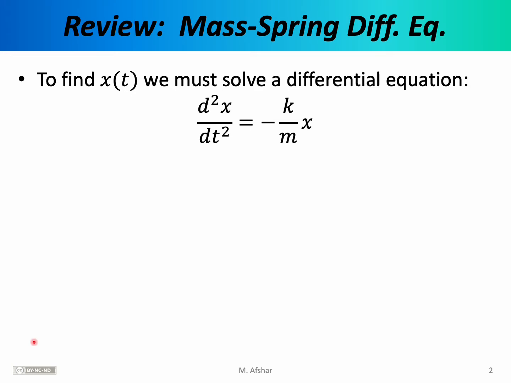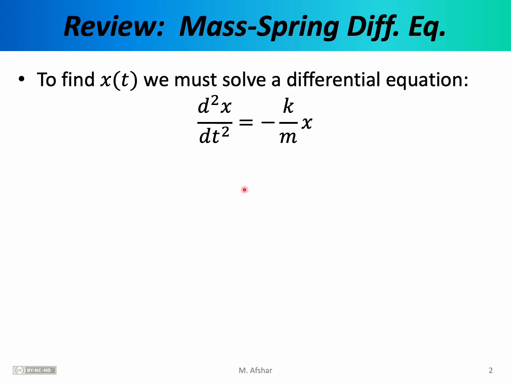Recall that we're interested in understanding the precise behavior of a simple mass spring system. What makes a mass spring system simple is the fact that the only force acting on the mass is the spring force. There's no friction, there's no drag, and there's no driving forces. We will turn to those other effects in future lectures, but for now we're interested in simple mass spring systems only.